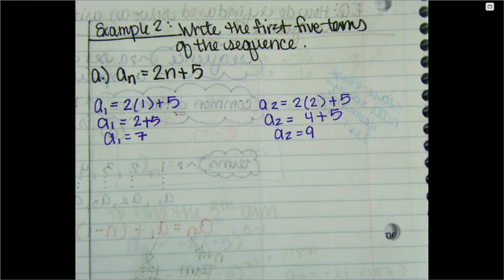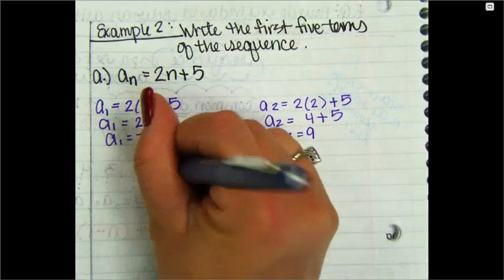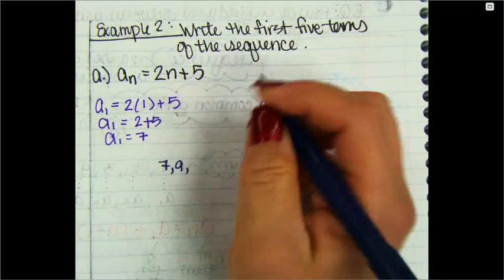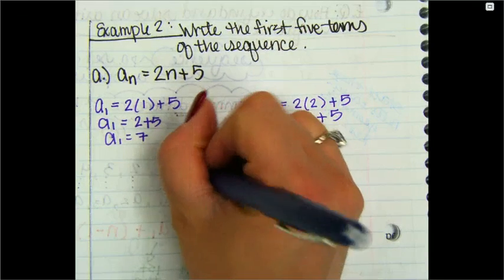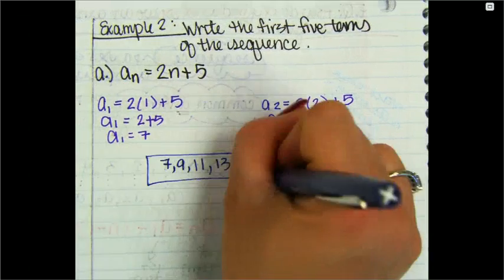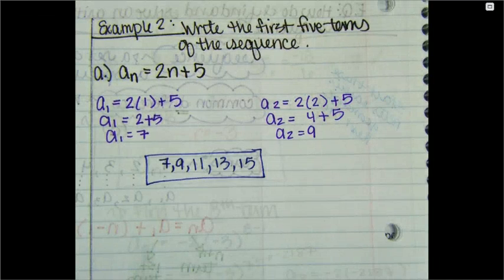Ready? Okay. I'm going to write the answers. Here we go. We're starting with 7. Then we have comma, 9, comma, tell me the next number. 11, comma, 13, comma, 15. There you go. Is that okay? Okay. Give you one more.